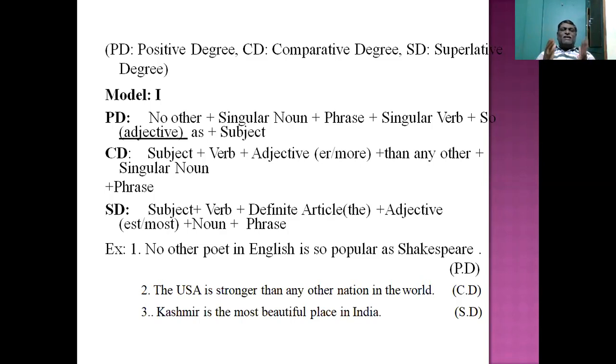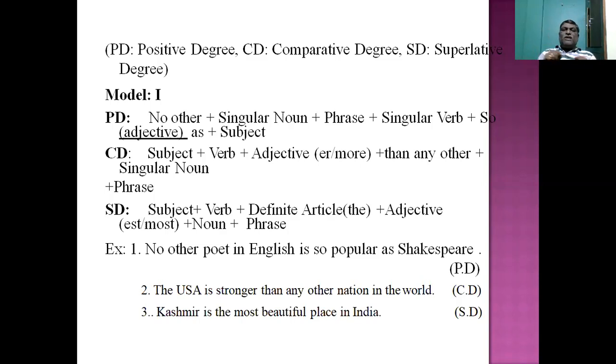So now you are saying Kashmir is the most beautiful place in India. You are trying to say that there can't be any place more beautiful than Kashmir. Okay, so "Kashmir is the most beautiful place in India" is the superlative degree. Now, while changing that into comparative form, we begin with Kashmir only. Kashmir is more beautiful than any other.